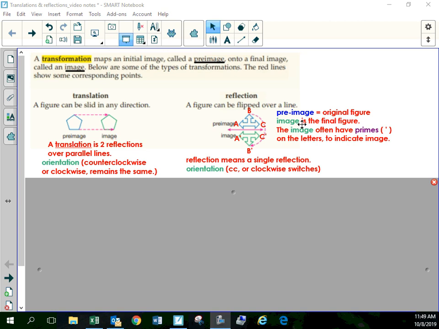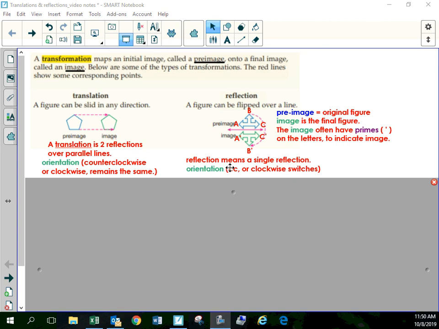Again, over here we see pre-image is the original figure, image is the final figure. The image usually has what are called primes, these little apostrophes up top. That's why you see A prime, you pronounce that prime. You don't say A apostrophe, you say A prime, B prime, and C prime. If we talk about the orientation of the pre-image, notice if I go ABC, that is clockwise. But if I look down here, A prime, B prime, C prime, this order is counterclockwise. So the orientation switched.